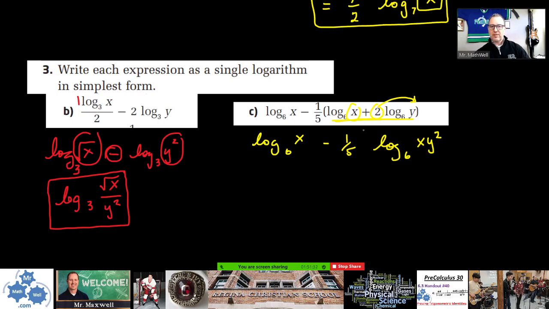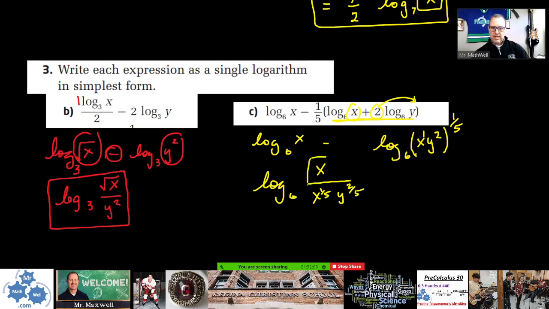And this 1/5, okay, this 1/5 can actually be an exponent on this whole thing. 1/5. Can't just pick and choose there. It's got to be the exponent on everything there. Okay. So this is a subtraction, so I'm going to write this as x divided by x to the 1/5 times y to the, you see when you multiply, right? 1 times 1/5, 2 times 1/5, so that's 2/5.